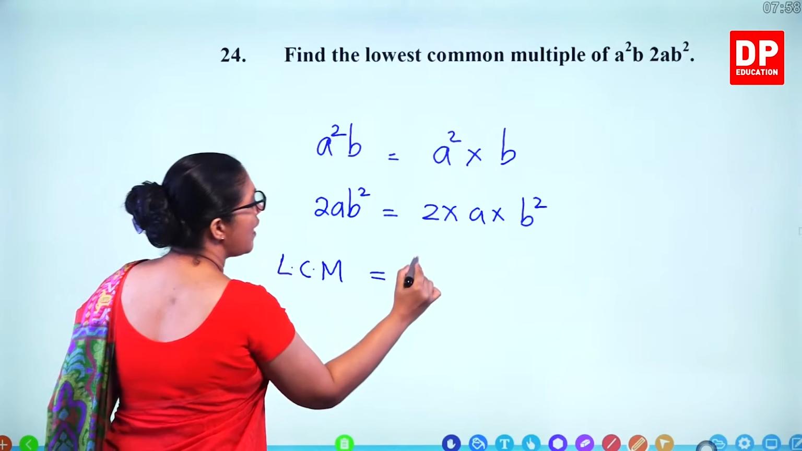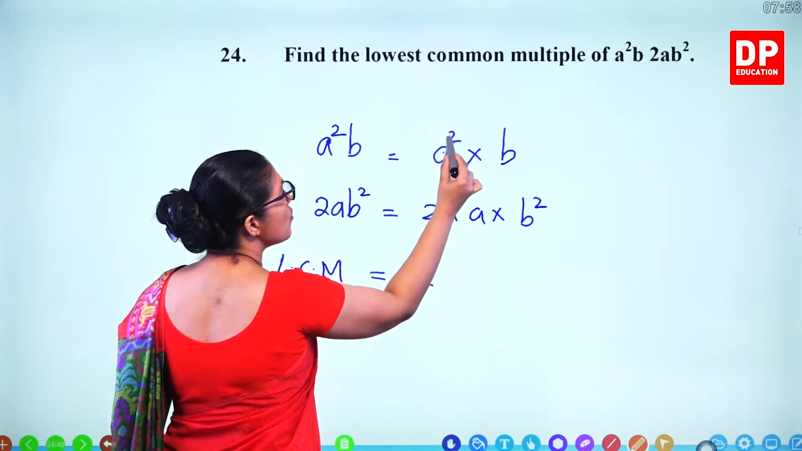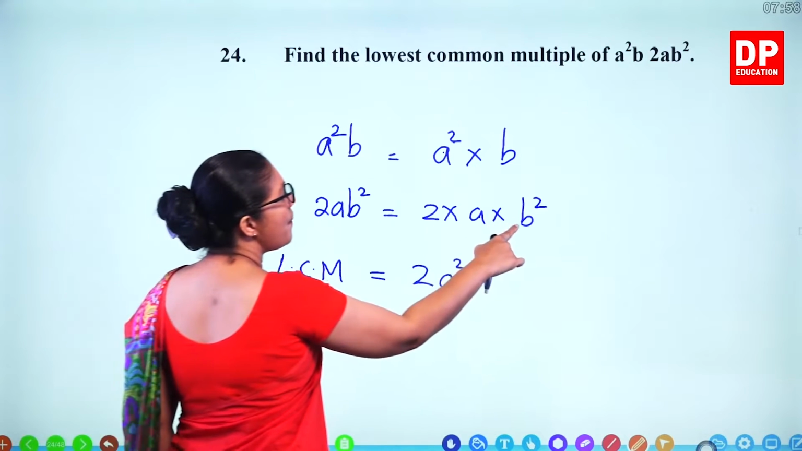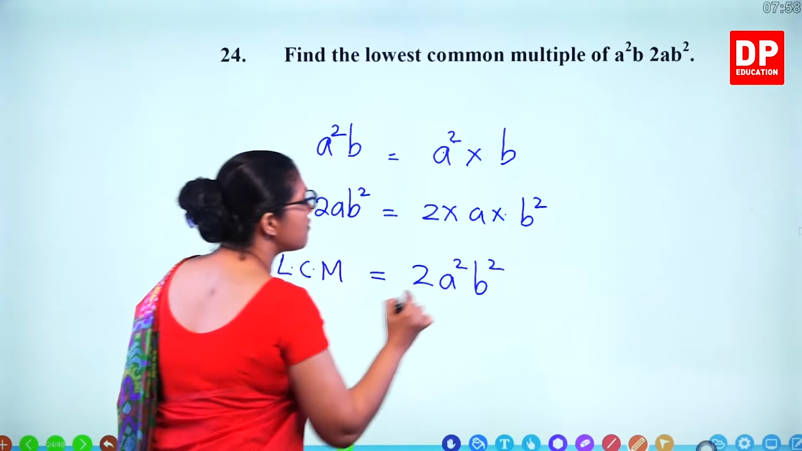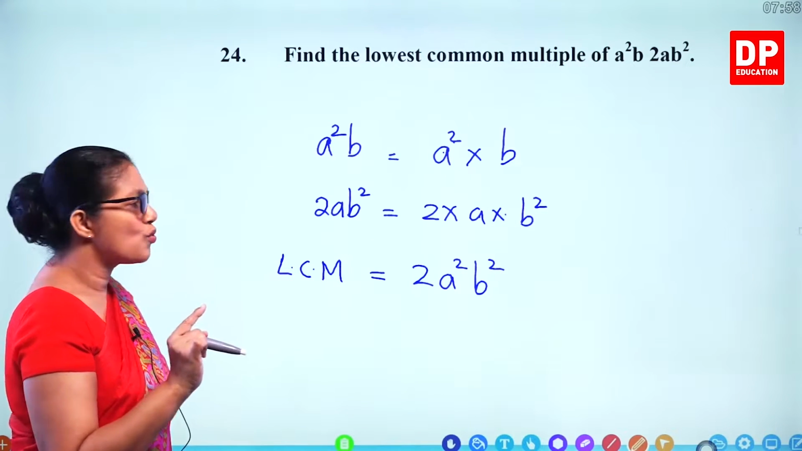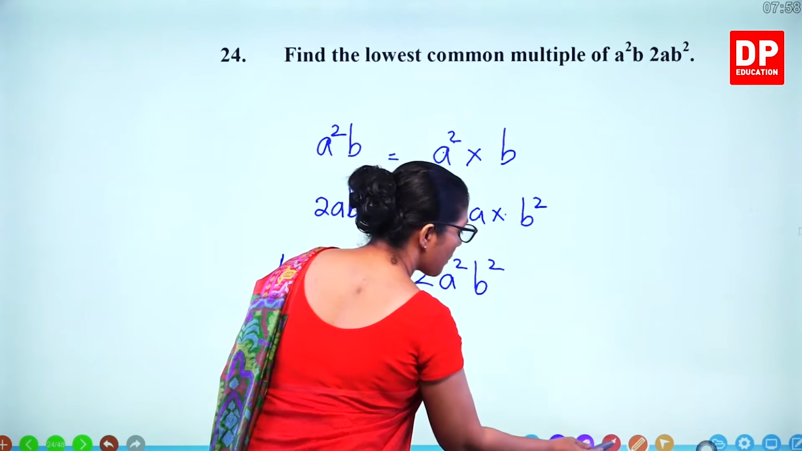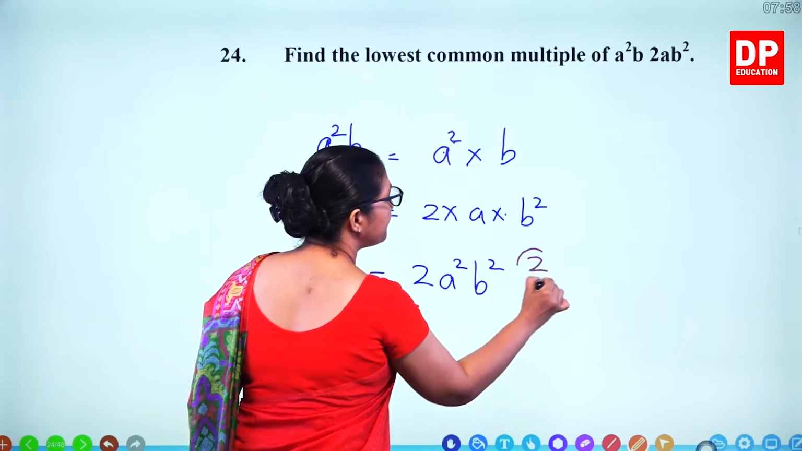When you take 2, that's power 1. What about a? A squared is there. So what's the maximum power? A squared. When you take b, what's the maximum power here? B squared. So the lowest common multiple is 2a squared b squared. So 2 marks for that.